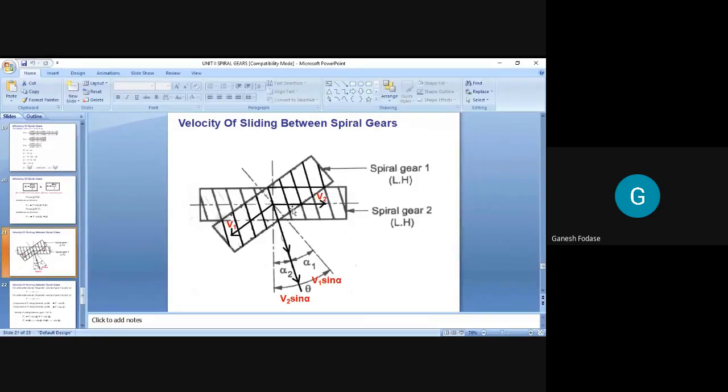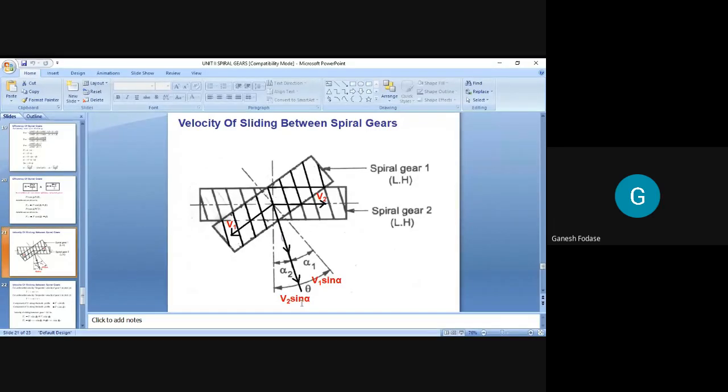So we know that these are the peripheral velocities V1 and V2. This one is the axis of gear 1, this one is the axis of gear 2, and the teeth will slide along a common tangent, which means the two teeth must slide along their common point of contact. So let's say this will be a common point of contact. Along this the two teeth will slide.